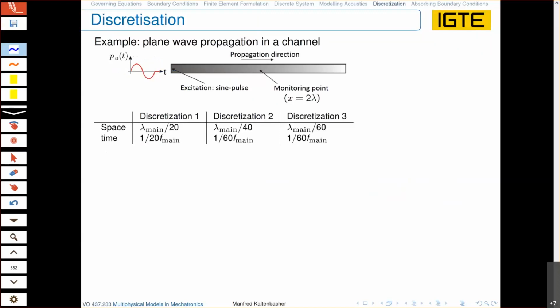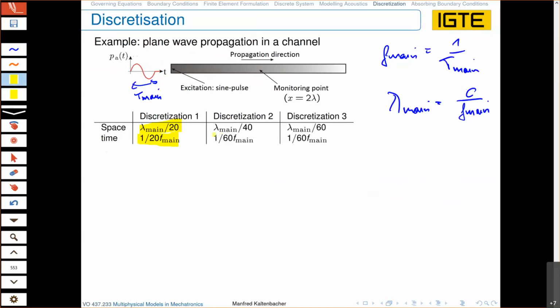Okay, so what we are investigating is this: we take this rule with 20 linear finite elements per main wavelength, and we also have the time discretization by 1 over 20 f main. So perhaps I write down, if this here is T main, then f main is 1 over T main, and our lambda main is c, the speed of sound, over f main.